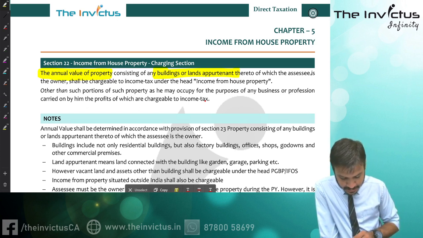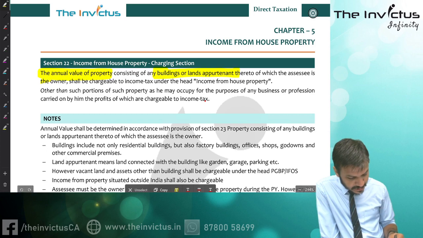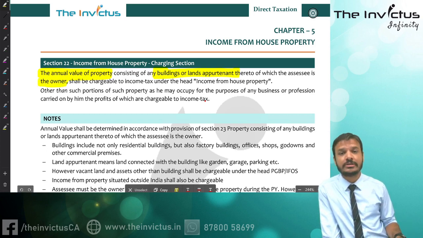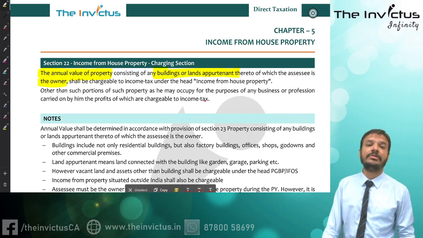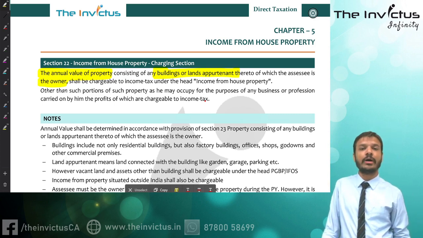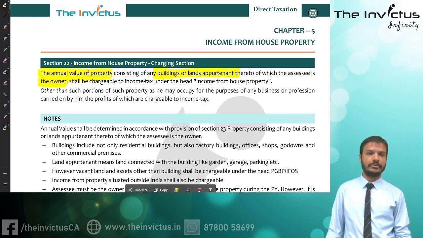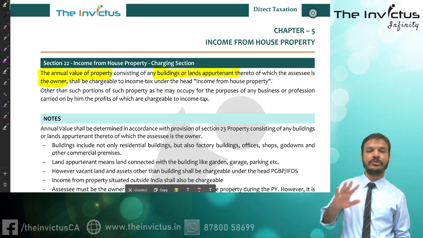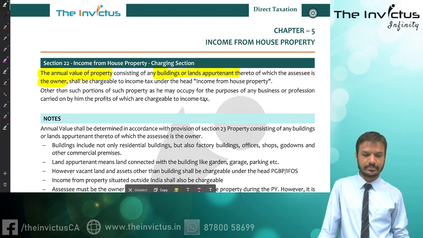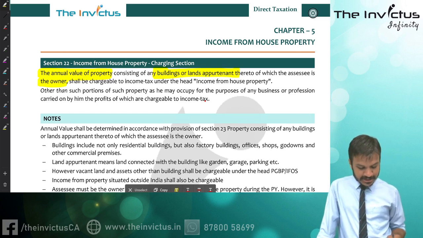That to which the assessee is the owner. The first condition is the assessee must be owner. If you are not owner, then there is no question of income from house property in your case. Shall be chargeable to income tax under the head of income from house property.